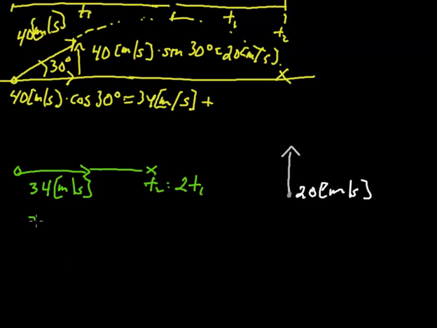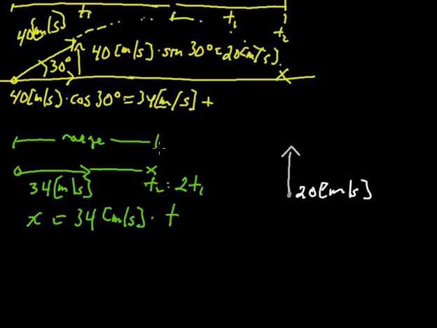The position at any given time in the x direction, that's what I'm calling it, is simply the speed, which is constant, at 34 meters per second, times the time. And when we look at the range, if we find out what T2 is, we can plug in T2 here and get the range, essentially the full length of how far this object will travel horizontally. Okay, now let's go to the vertical problem.